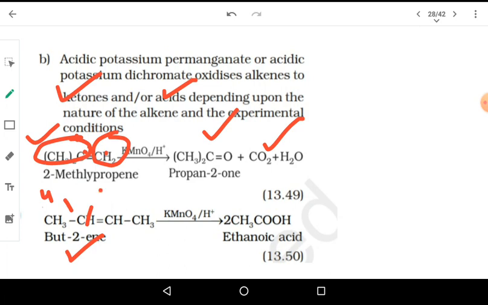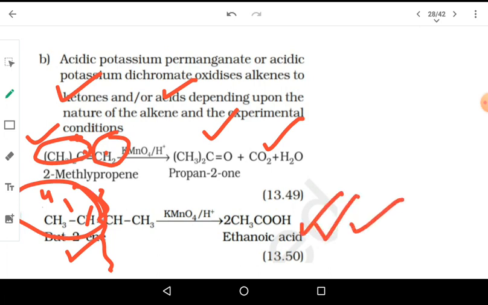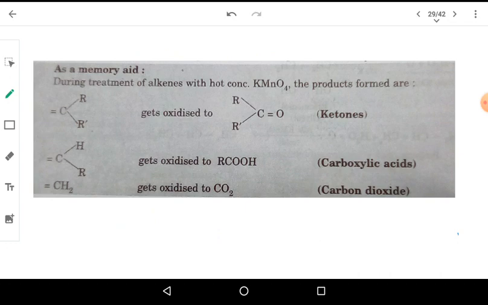So what is happening, this is going to cleave like this, and this side is going to get oxidized, double oxidized, so it is going to give us CH3COOH. Now how to do this type of problems? We have a short trick for that.